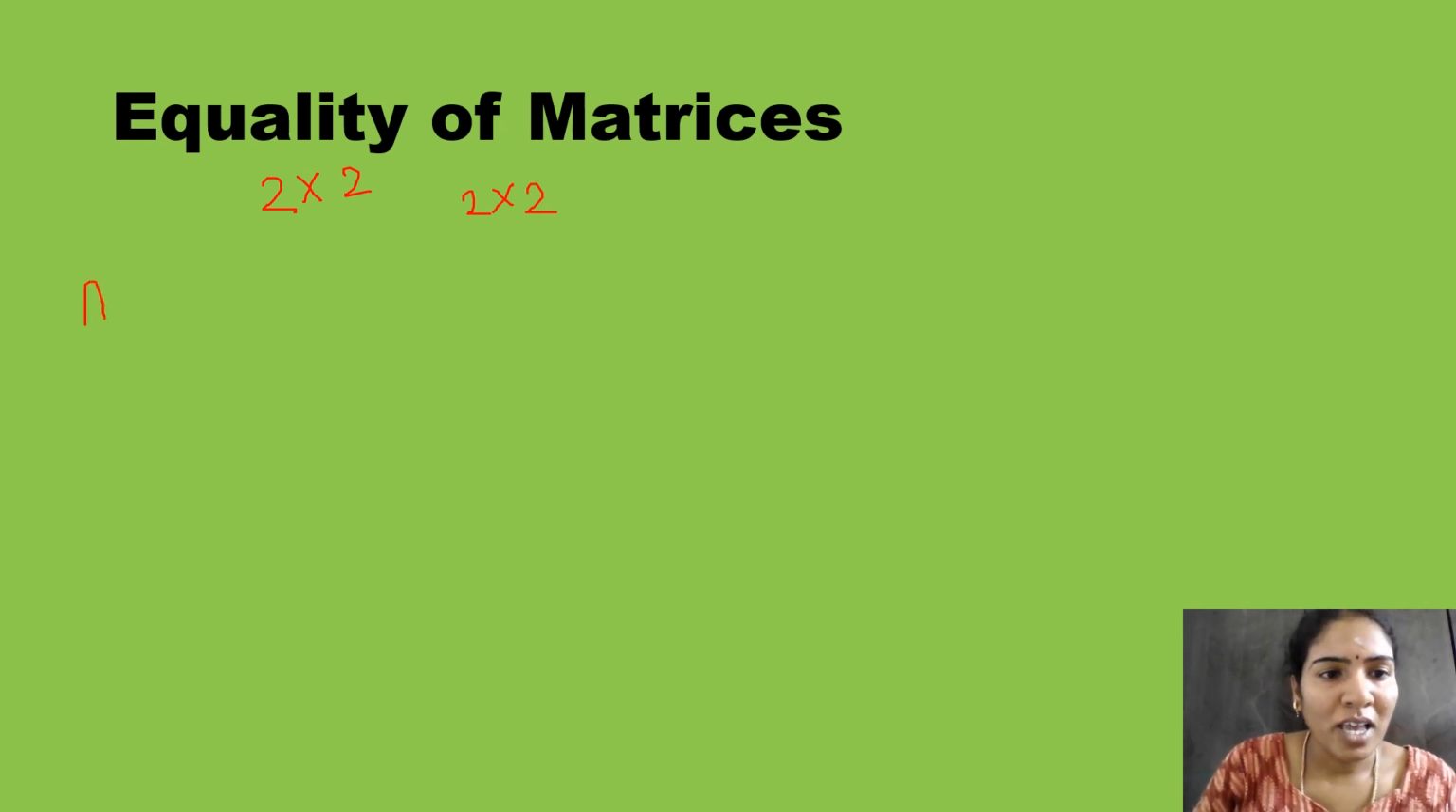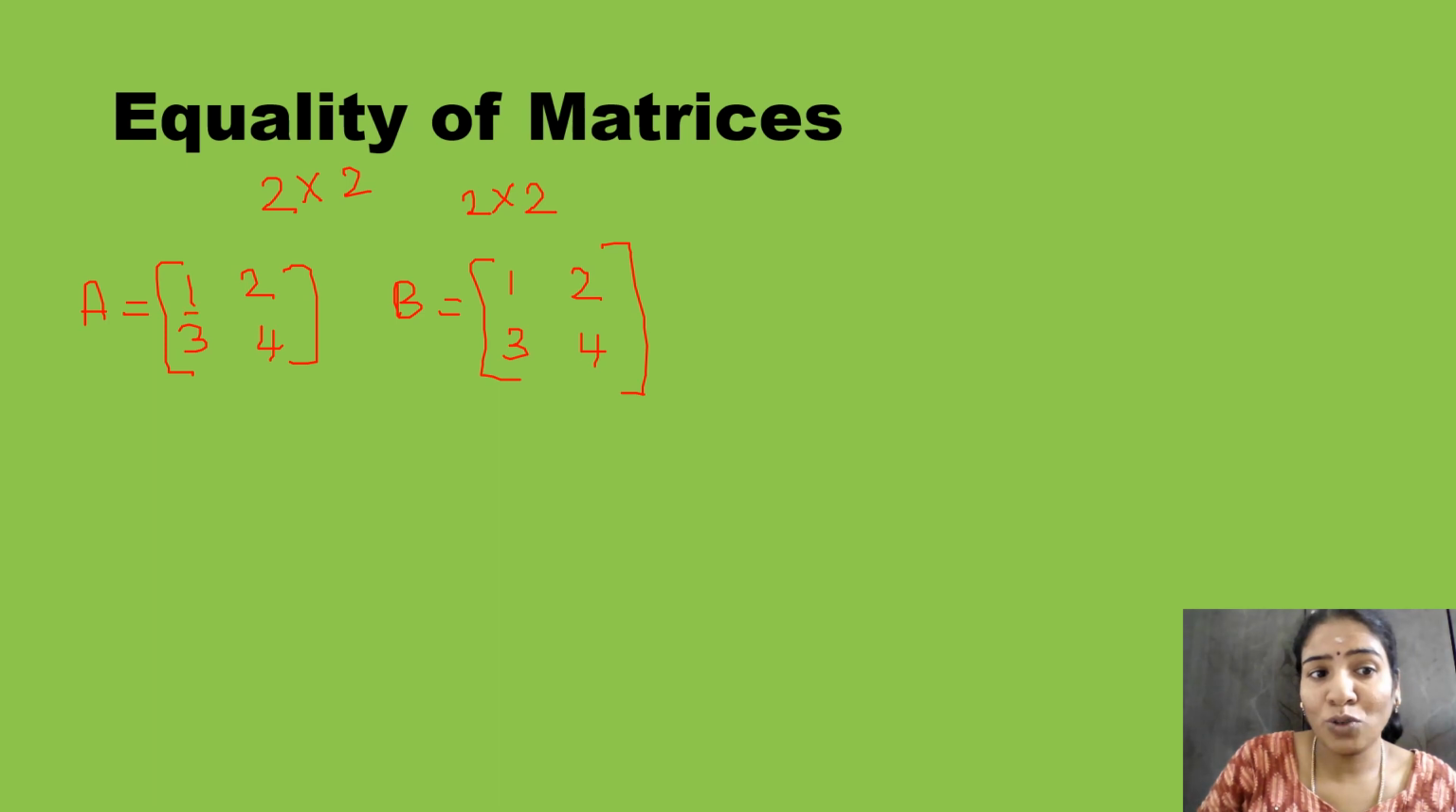So just to see, I'm taking one matrix which is A, 1, 2, 3, 4, and I'm taking another matrix B. It is also having the same element in the corresponding position. See here, in the first row first column I'm having the element as 1. Here also first row first column the same value. So the corresponding element should be the same for both the matrices. Then I can say it's an equality of the matrices.